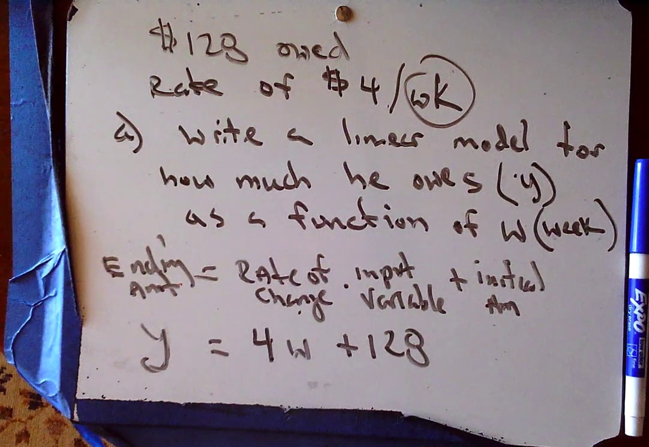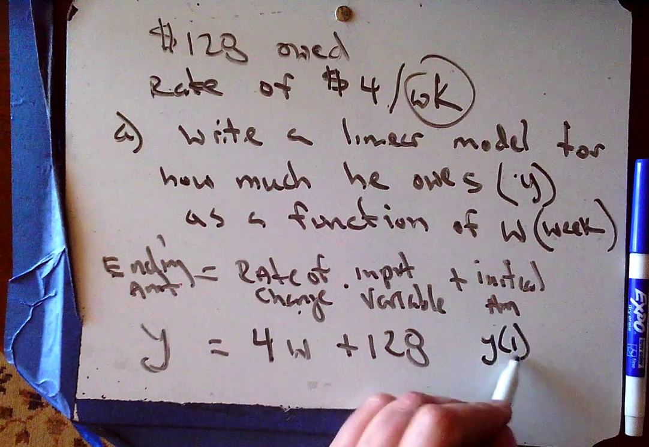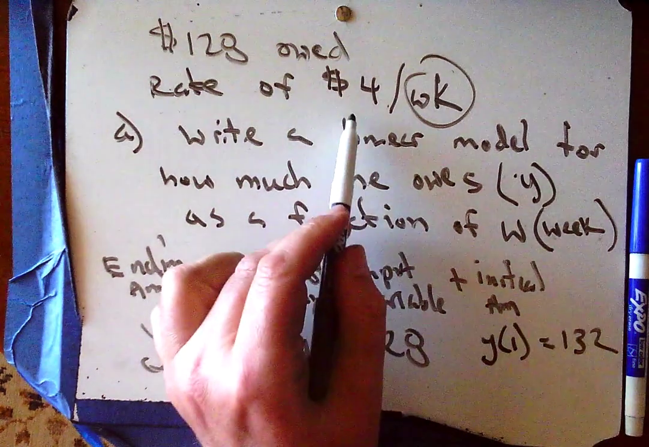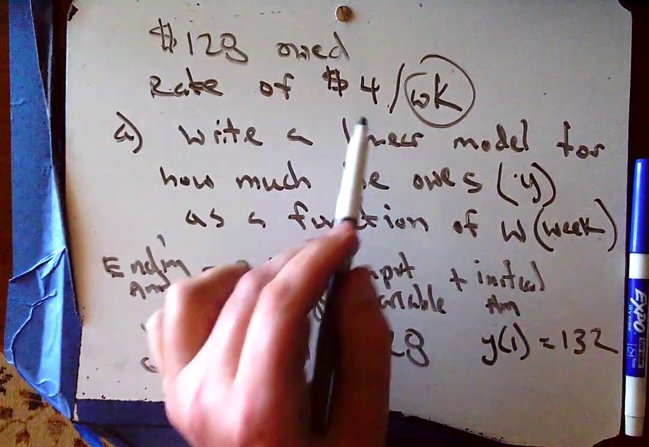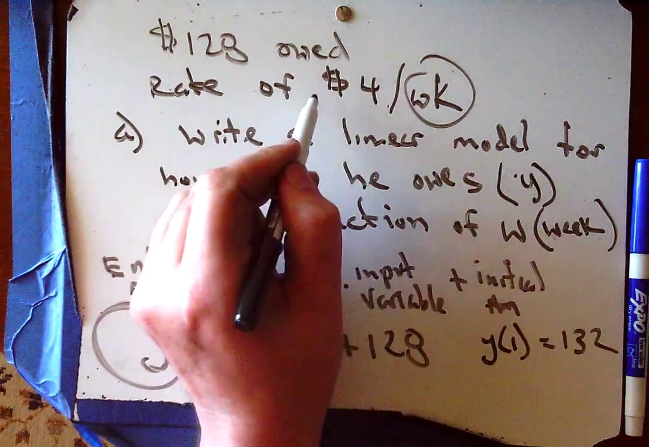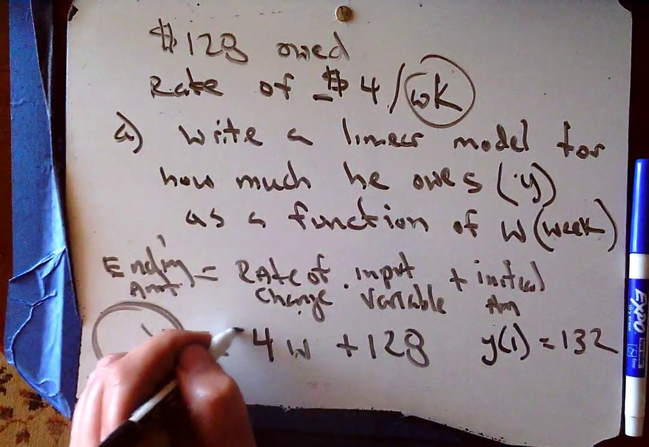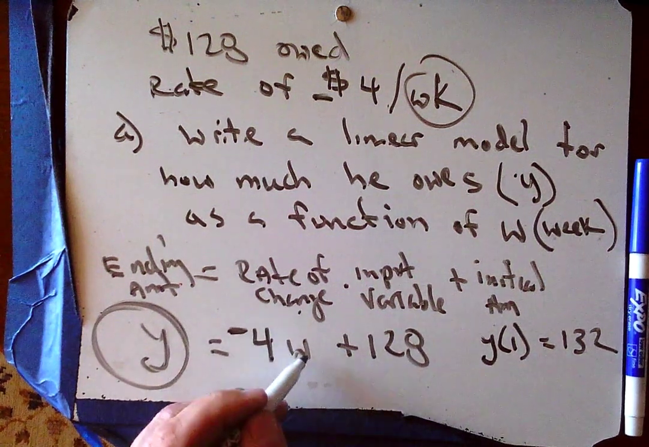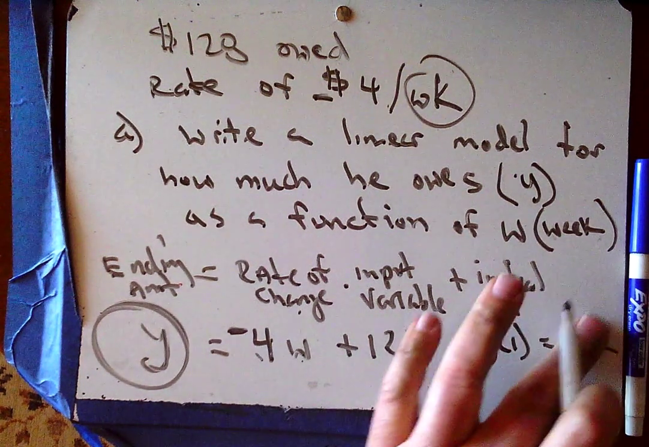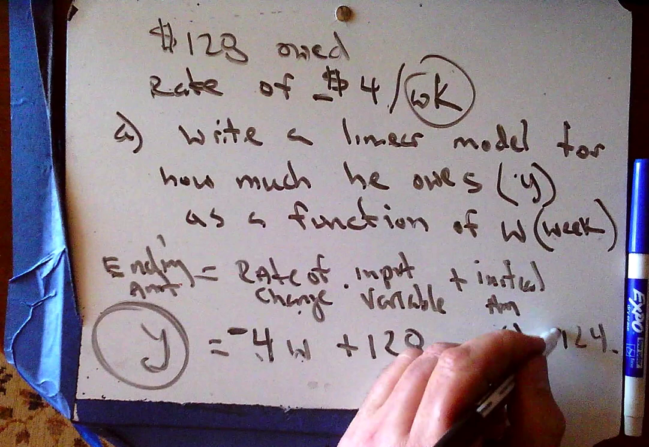Well, let's see what happens. If I plug in a 1, 1 week has gone by. 1 times 4 is 4, plus 128. So after 1 week, he owes you $132. But wait a minute, I thought he was paying you back. I thought the amount that he owed should be decreasing. So when he pays you back at a rate of $4 per week, this is negative 4. Now when we plug in a 1, 1 times negative 4 is negative 4. Negative 4 plus 128 is not a bigger number, but 124.